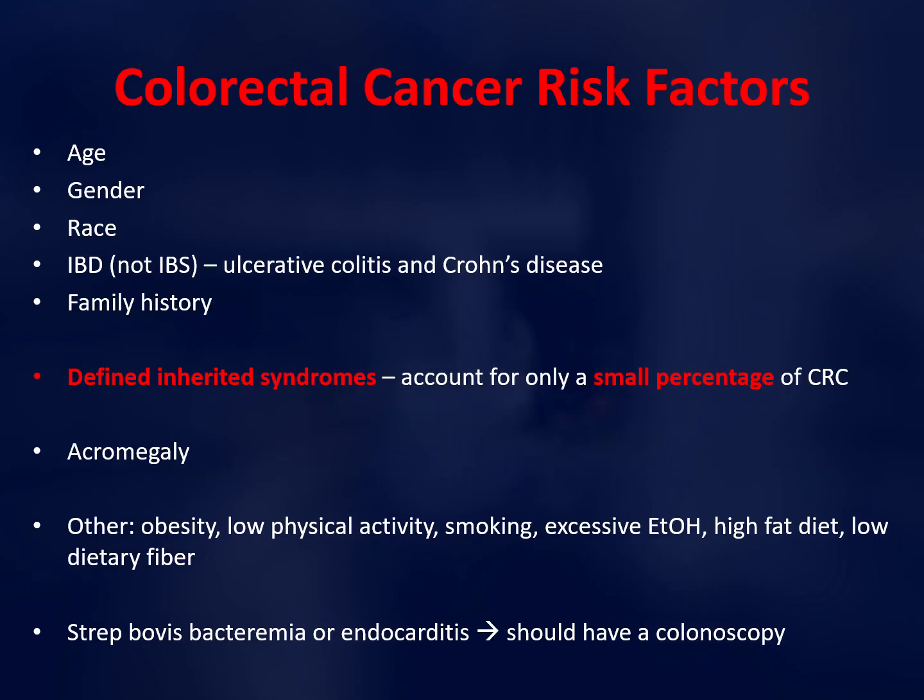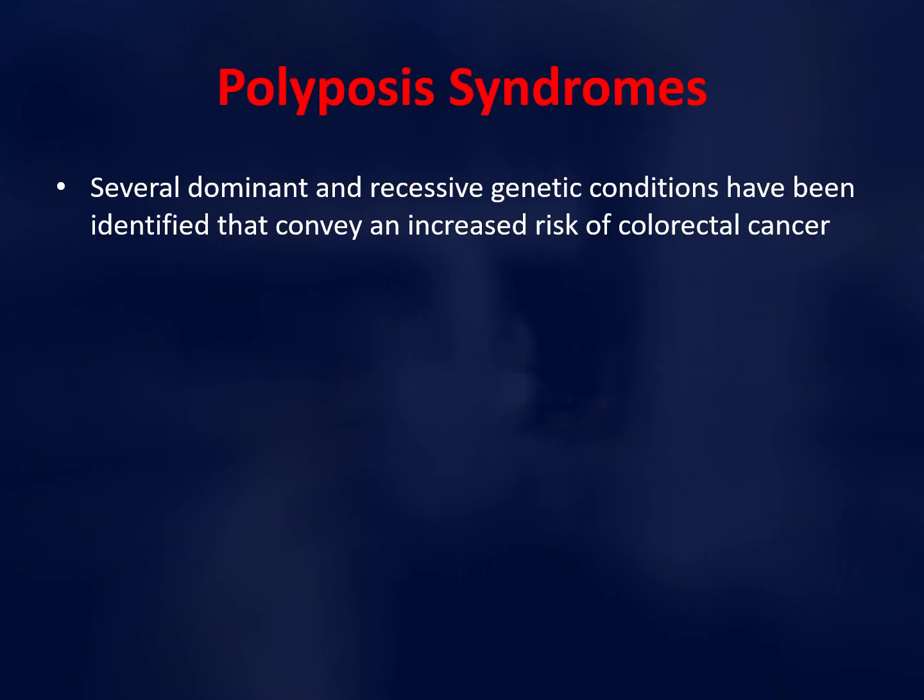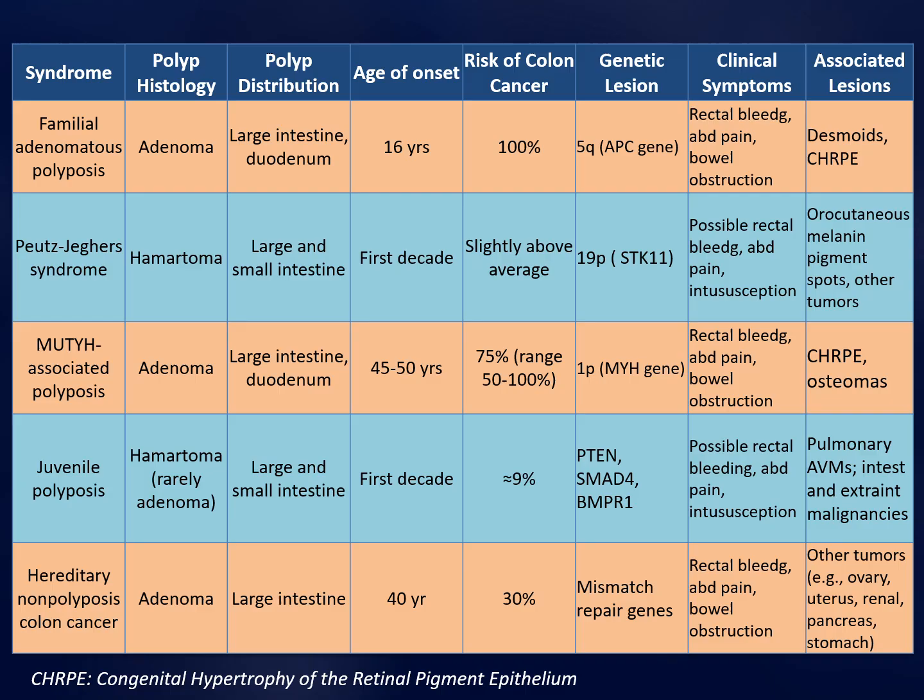What about some defined inherited syndromes that account for only a small percentage of colorectal cancer? So concerning the inherited syndromes or polyposis syndromes, there have been several dominant and recessive genetic conditions that have been identified and known to convey an increased risk of colorectal cancer. So what are these inherited polyposis syndromes? We have familial adenomatous polyposis or FAP. It is due to a genetic mutation on the APC gene on chromosome 5.